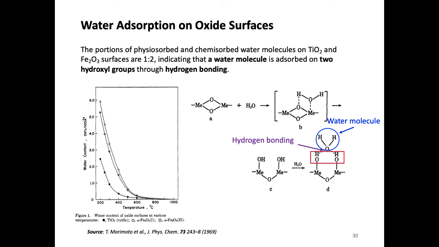So let's take a look at the high thickness regime and start with surface compensation, and with water adsorption to start with. Water adsorption on oxide surfaces has been studied for many decades, and still it's being studied. As you can see from Morimoto's study, the proportions of physisorbed and chemisorbed water molecules on titanium dioxide and iron oxide surfaces are 1 to 2, indicating that a water molecule is adsorbed on two hydroxyl groups through hydrogen bonding. And as you can see, even heating up to like 600 degrees Celsius, you still may have a water layer on top of your oxide.